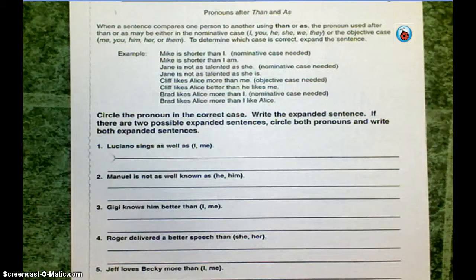This is Miss Rizzo, and today we are going to look at pronouns after than and as. I do believe it is the first page in your new grammar packet, and here we go. So the first thing you want to do is read that first paragraph and see if there's anything that we need to highlight as a definition.